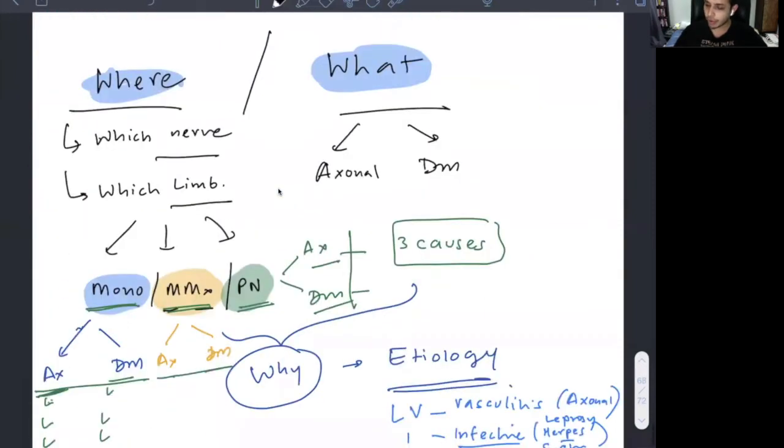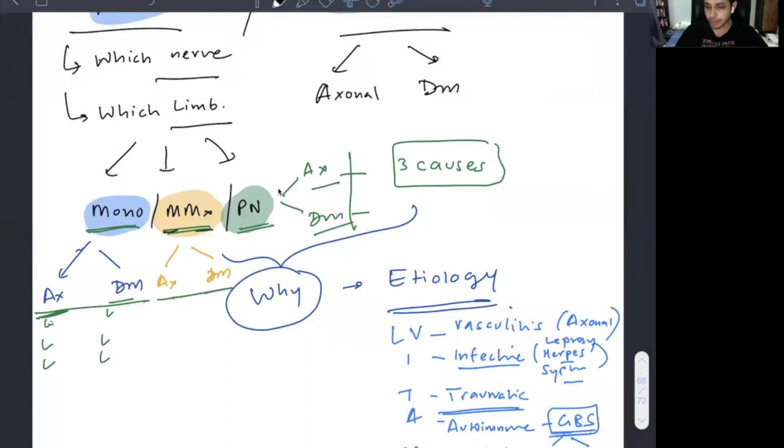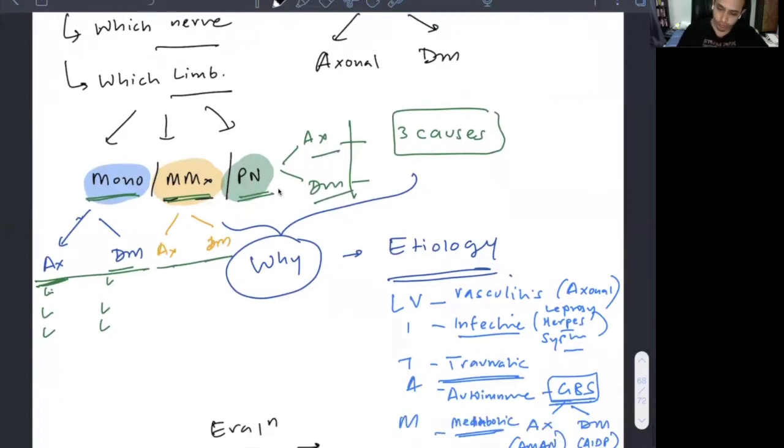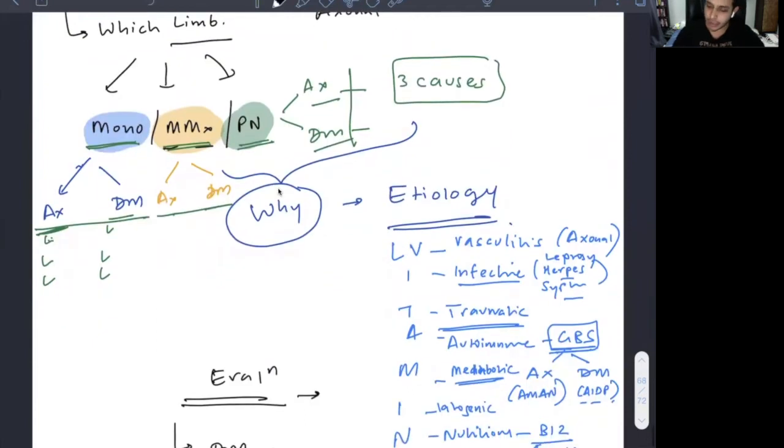We talked about what are the different types of presentations that can happen, and how by using the anatomical distribution and the physiological distribution. So the anatomical distribution is whether it is a mononeuropathy or polyneuropathy, and the physiological distribution is whether it is axonal or demyelinating.